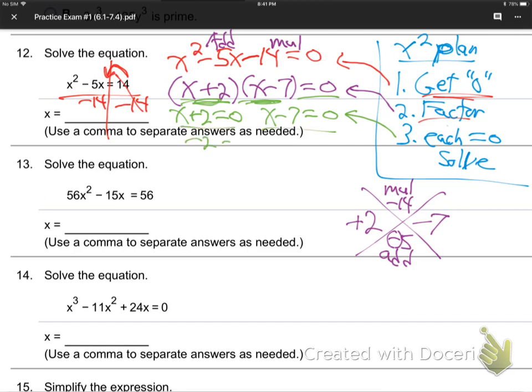Then just solve it. Subtract 2 from both. x is minus 2. Add 7 to both sides. x is 7. So the answers are minus 2, 7. Those are the answers. That's number 12.